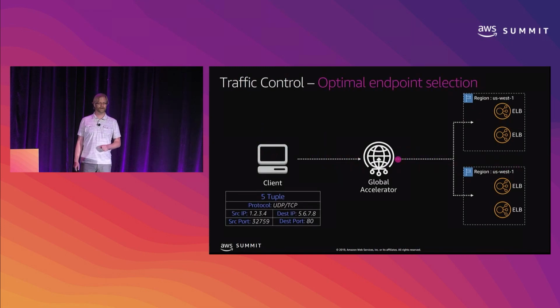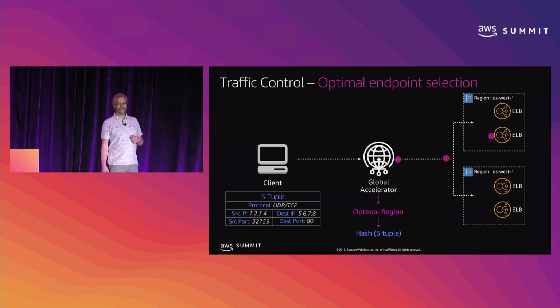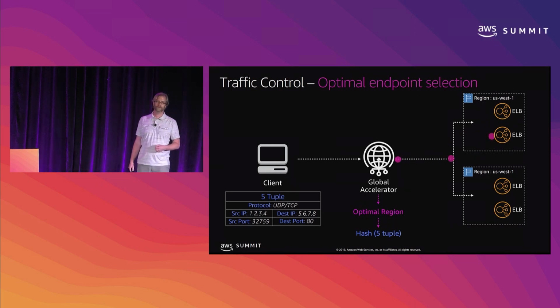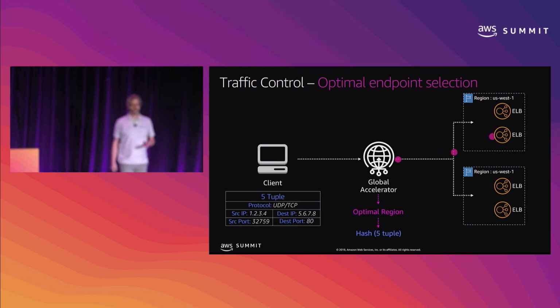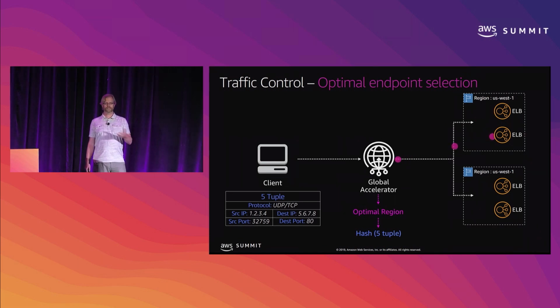So let's take a little look at how this works. It picks the optimal region. It does a 5-tuple hash check: protocol, source, destination, target, destination, and source. Then it starts sending traffic over, within the region, to where you want it to go.